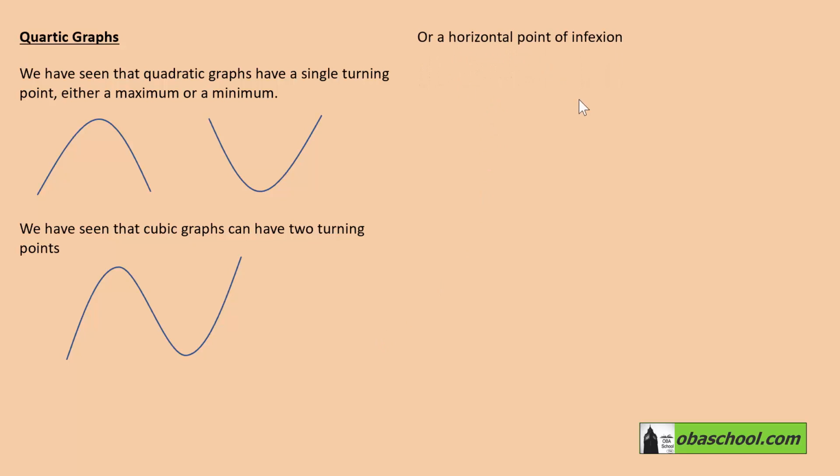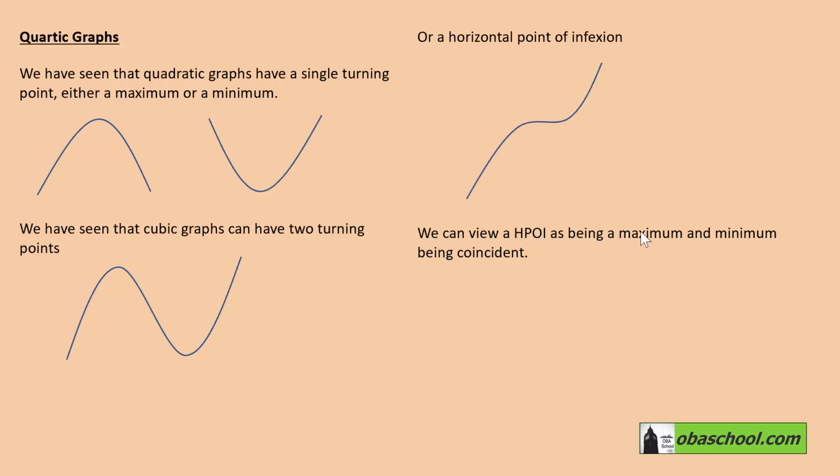Or a horizontal point of inflection. So something like this, where it goes flat at one point. We can view a horizontal point of inflection as being a maximum and minimum being coincident. In other words, at the same point.